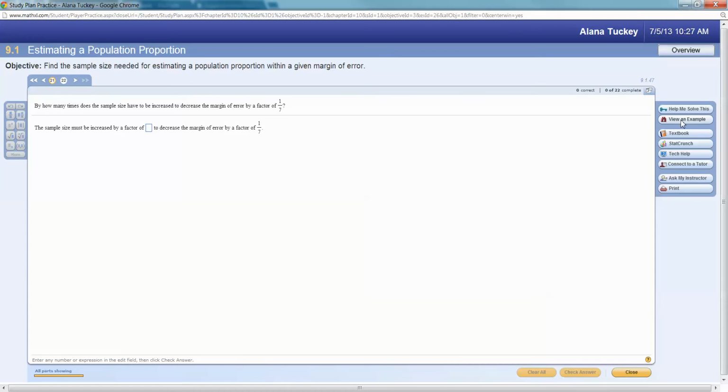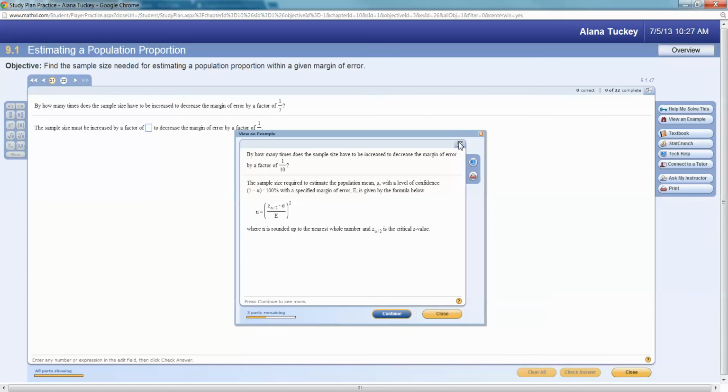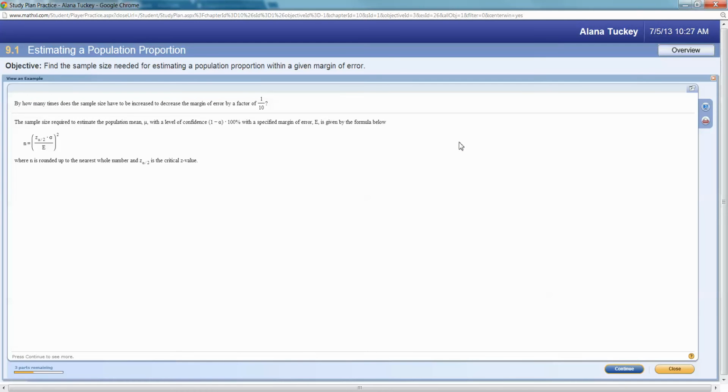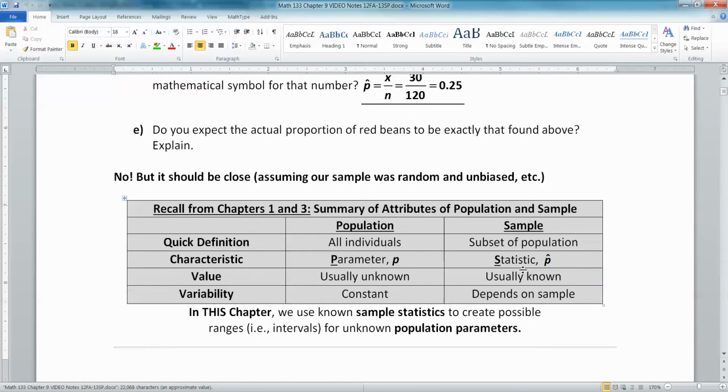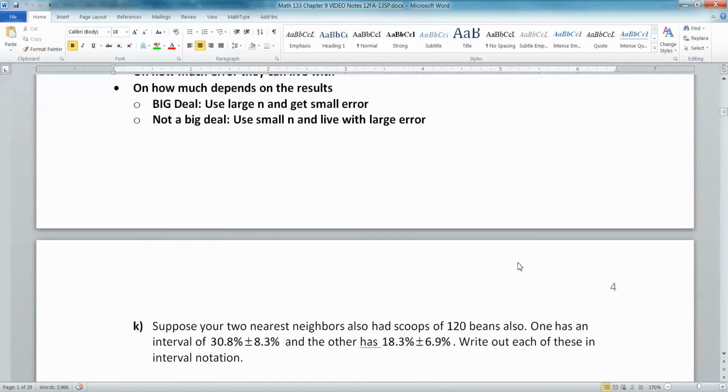All right, let me click on the example. And it says, by how many times does the sample size have to be increased to decrease the margin of error by a factor of 1 over 10? Okay, hold on. Let me pull up the notes for that section. There they are. Okay, so these were from our lectures.